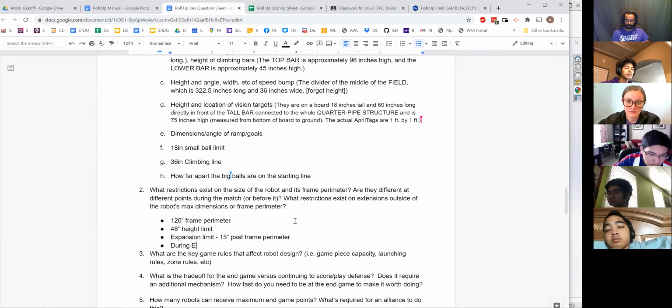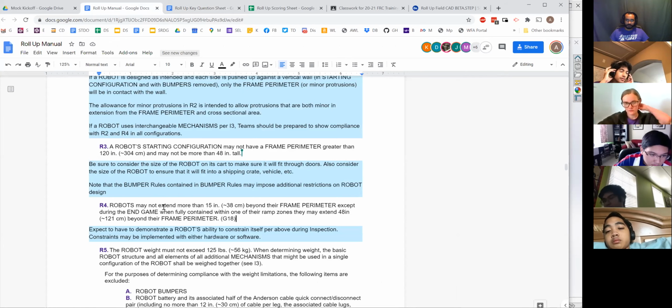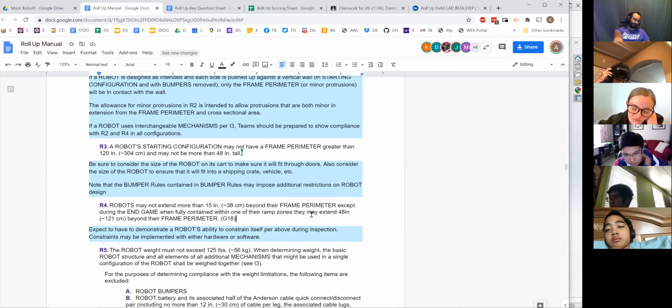During the end game, that extension limit gets bigger. So during the end game, when fully contained within their ramp zone, you may extend 48 inches beyond your frame perimeter. So you can stick something 4 feet straight out in front of you if you're fully contained in your ramp zone during the end game.